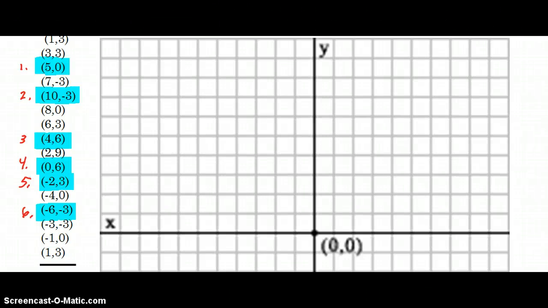Hello, pre-algebra students. We're going to do a little brief video about graphing points on the XY coordinate plane. On the XY coordinate plane, it's called that because this is your x-axis and this is your y-axis. We've already reviewed that 0, 0 is called the origin.